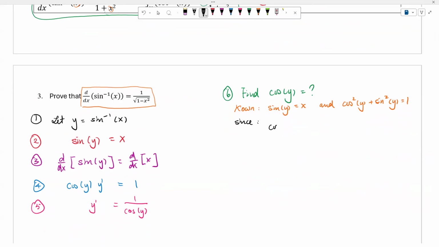Since cosine squared y plus sine squared y equal to 1, then we know that cosine squared y plus, now since sine of y is equal to x, I will have x squared equal to 1. Then of course, I would like to solve for cosine of y.